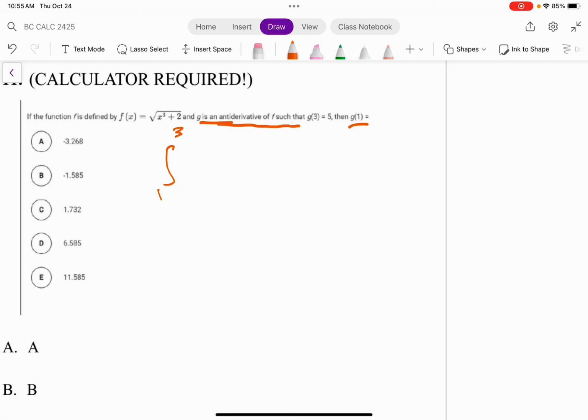So what does this mean? The integral from 1 to 3 of that function, by the fundamental theorem, is equal to an antiderivative evaluated at 3, minus an antiderivative evaluated at 1. And we're told that g is an antiderivative, so we're just writing what they're telling us, right? And so now, this g of 1 is what we're looking for. We don't expect that to be filled in. But g of 3 we're told is a 5.